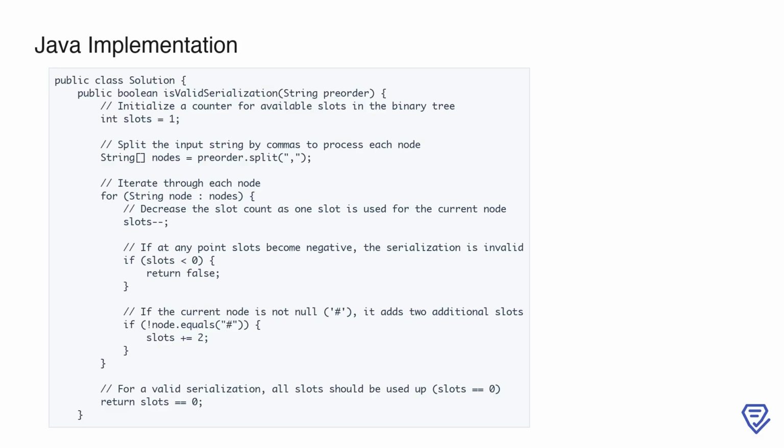Then, we iterate through the nodes using a for loop. For every node, we decrement the slots counter by 1 because each node occupies a slot. If, at any point, the slots become negative, it means the serialization is invalid, so we immediately return false. Finally, if the current node is not null, represented by a hashtag, it contributes 2 additional slots, as a non-null node can have 2 children.